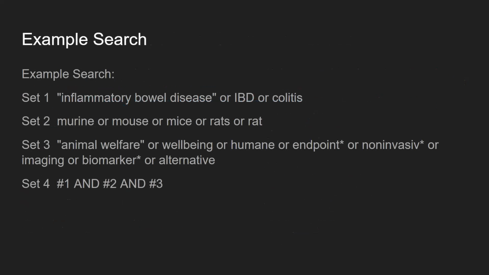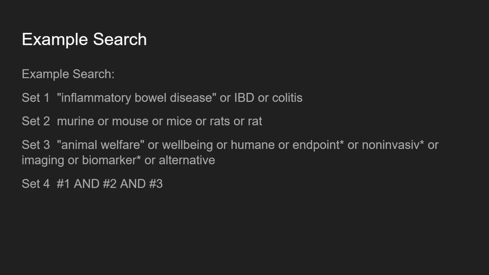So now this is an example of what a strong alternative literature search looks like. We have set 1, in quotes, inflammatory bowel disease, or IBD, or colitis. Set 2, murine, or mouse, or mice, or rats, or rat. Set 3, animal welfare in quotes, or well-being, or humane, or endpoints with an asterisk for truncation, non-invasive with an asterisk for truncation, or imaging, or biomarker with an asterisk for truncation, or alternative.